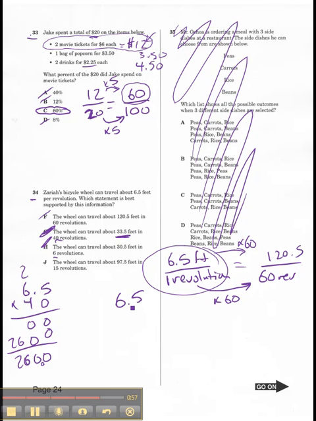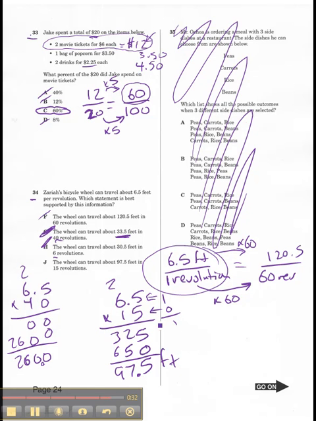6.5 feet per revolution times 15 revolutions. 5 times 5 is 25. Carry the 2. 6 times 5 is 30, plus 2 is 32. Now we're in the tens place. Start with a 0. 5 times 1 is 5. 6 times 1 is 6. Adding those, we get 975. 1 decimal place here, no decimal places here, 1 decimal place in our answer. 97.5 feet. Answer choice J.